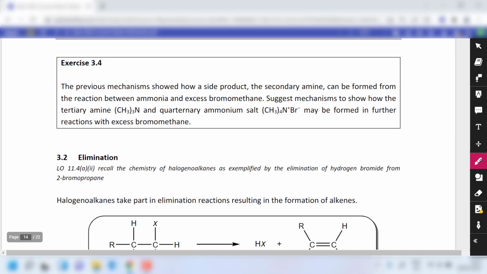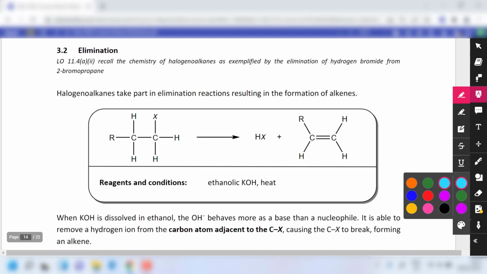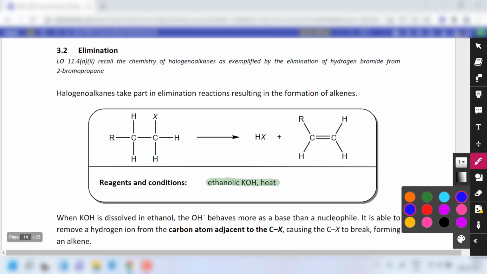Okay, then I'm going to move on to 3.2, which is on elimination. To be told the truth, I think I mentioned earlier on, for the purpose of H2, you are just required to know the conditions and the reagents required to produce the alkene from the halogenoalkanes. You don't need to know how to draw the mechanism. Basically the condition is KOH, or potassium hydroxide dissolved in ethanol, and then you heat it strongly. In the process, you should be able to get the elimination products.